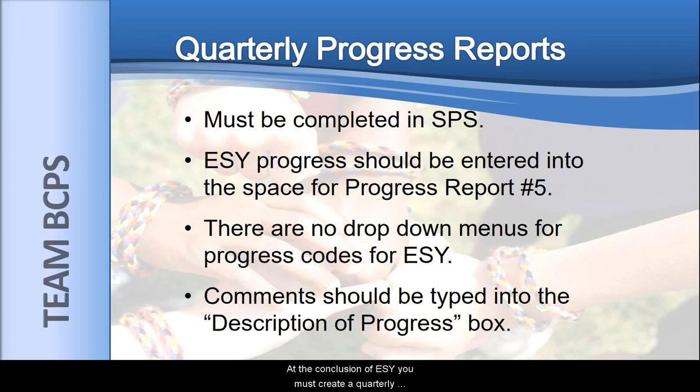At the conclusion of ESY, you must create a quarterly progress report for each student that you have worked with during the summer. You will only complete the progress notes for goals that were checked off yes for ESY. The progress for ESY should be entered into the progress report number 5 for the goal. You will not use a drop-down menu for ESY progress notes. However, you should enter comments in the description of progress box that would explain how the student performed on the goals that were identified.